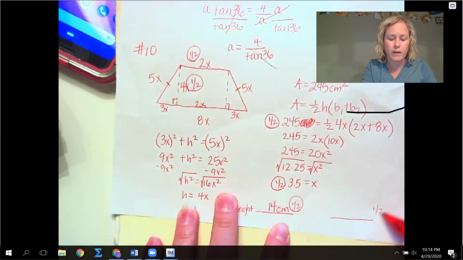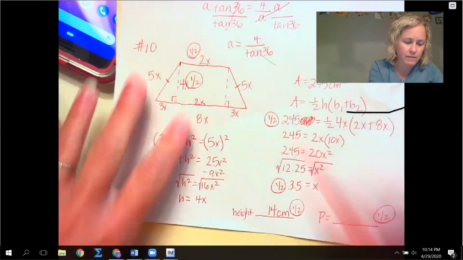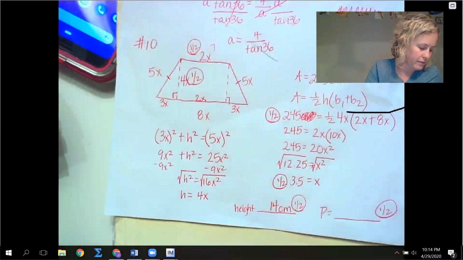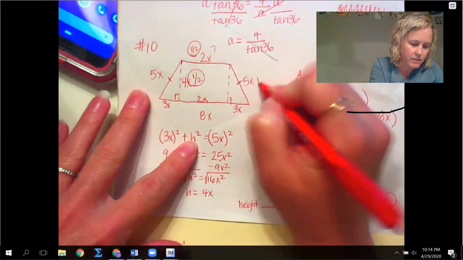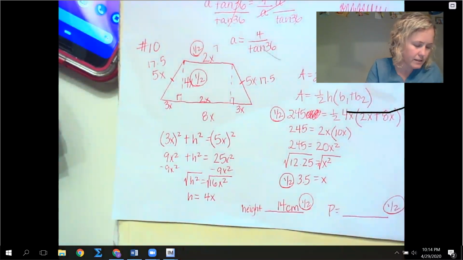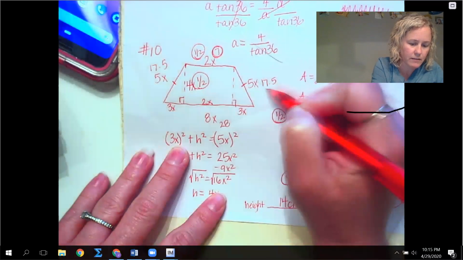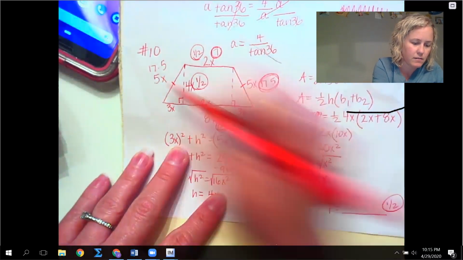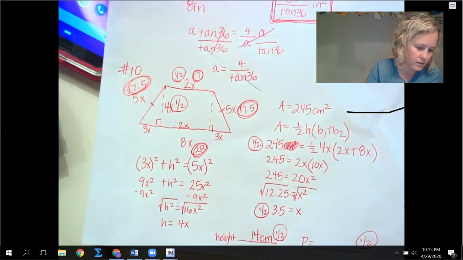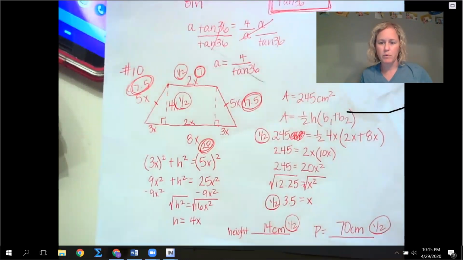And then here's the last half a point, and that's the perimeter. So the perimeter, if I plug in the 3.5, 2 times 3.5 is 7. 5 times 3.5 is 17.5, so I get that on the right side and the left side. And 8 times 3.5 is 28. So I have to add up 7 plus 17.5 plus 28 plus 17.5. And we get 70. So that's the last half a point.